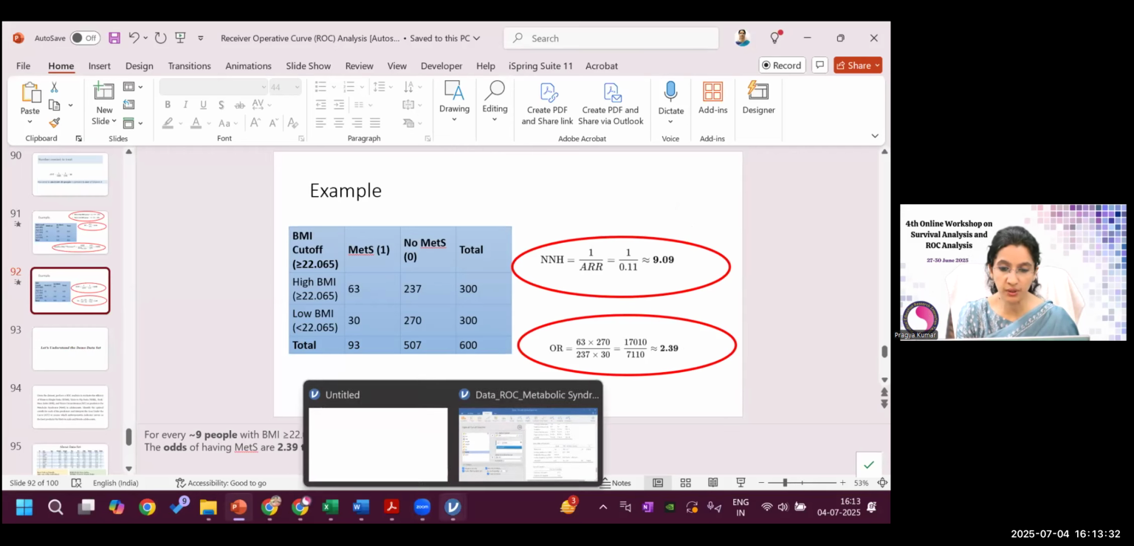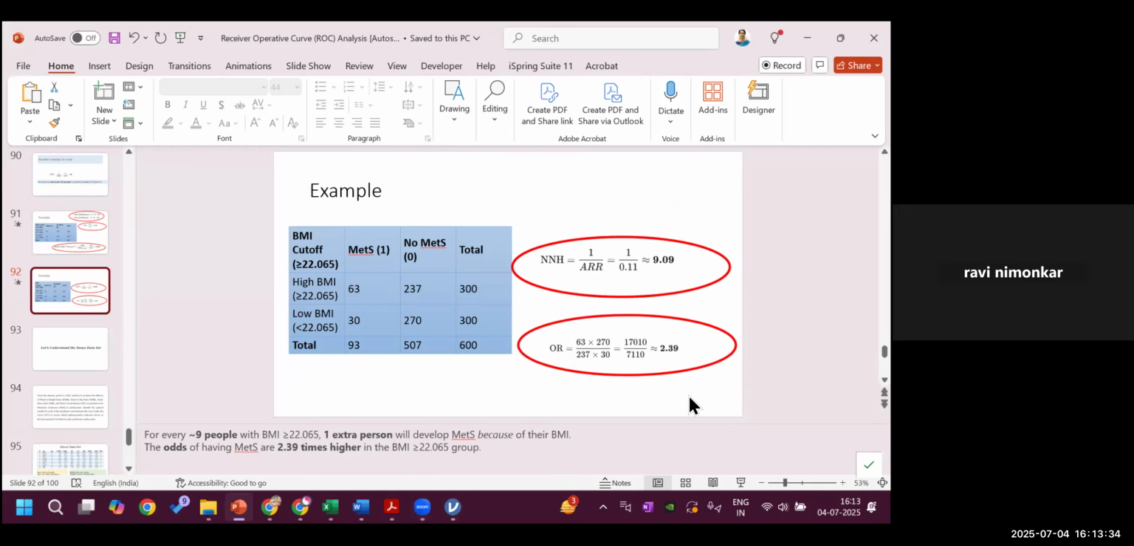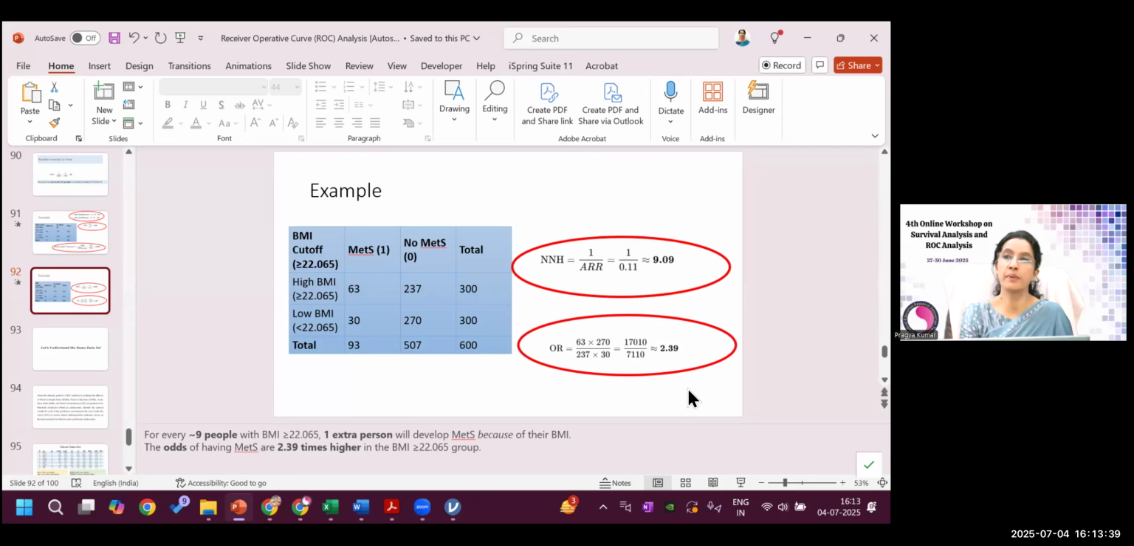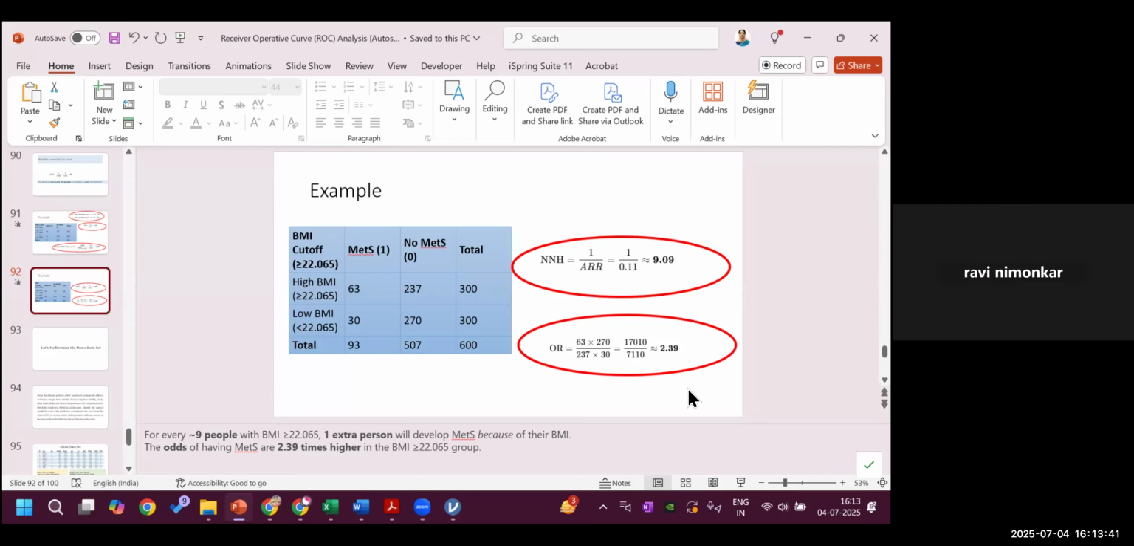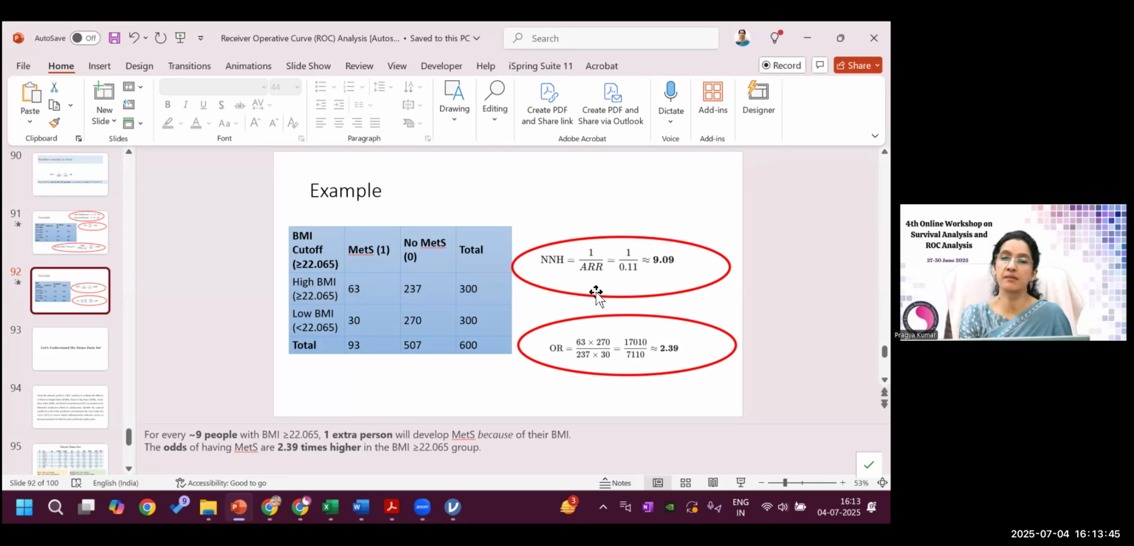So now coming to this. But ma'am, both are having different values coming into play. Both means? I mean, the odds ratio and the NNH. Yes, it is different because NNH we describe in terms of risk. NNH is 1 by absolute risk reduction, whereas this odds ratio is odds ratio.